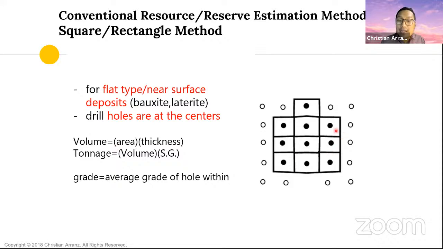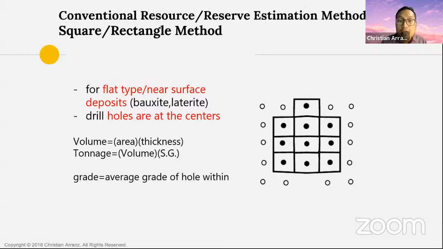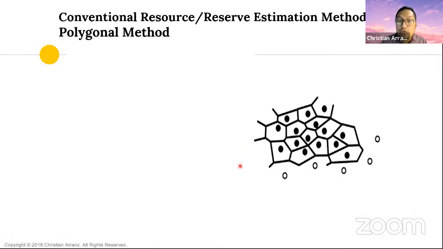Yung volume, ganun pa rin. So if you have dimensions of it, you have the area, and then you have the thickness of this. Again, this is top view. Okay, and then the grade is the average grade of the hole within your rectangle. A similar method, but more abstract yung shape. Ito is yung polygonal method.